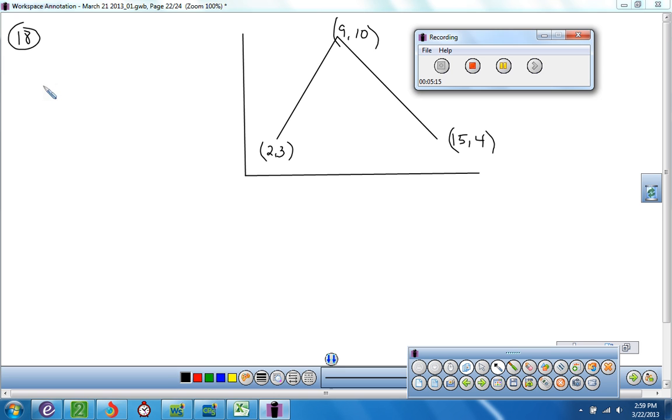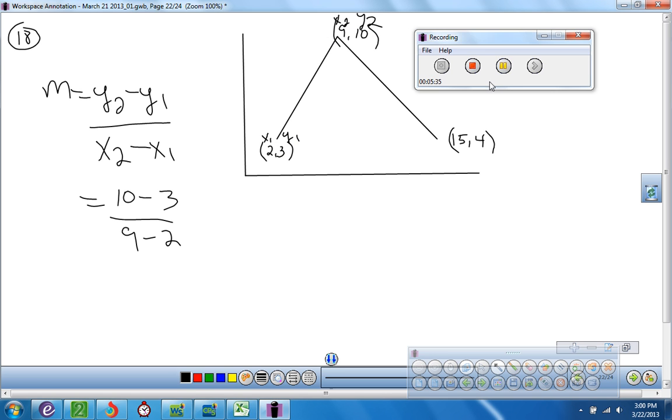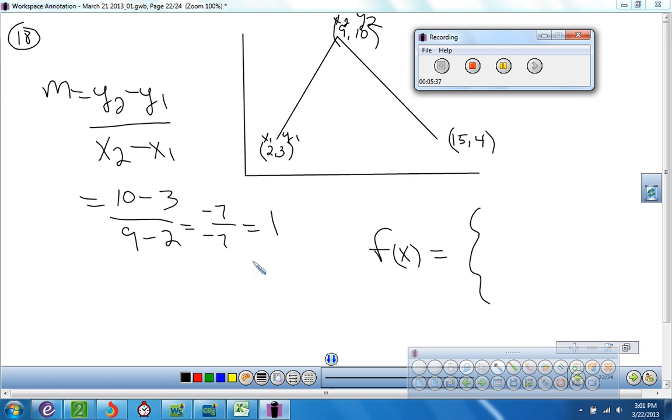So I'm going to do that by doing y2 minus y1. Now, it looks like an absolute value function, and I'm pretty sure it is. But let's double check. So we get 10 minus 3 over 9 minus 2. So again, this is x1, y1, x2, y2. Alright, so when we do this, we get a slope of 1. So that's going to be our first part. And we go from 2 to 9.